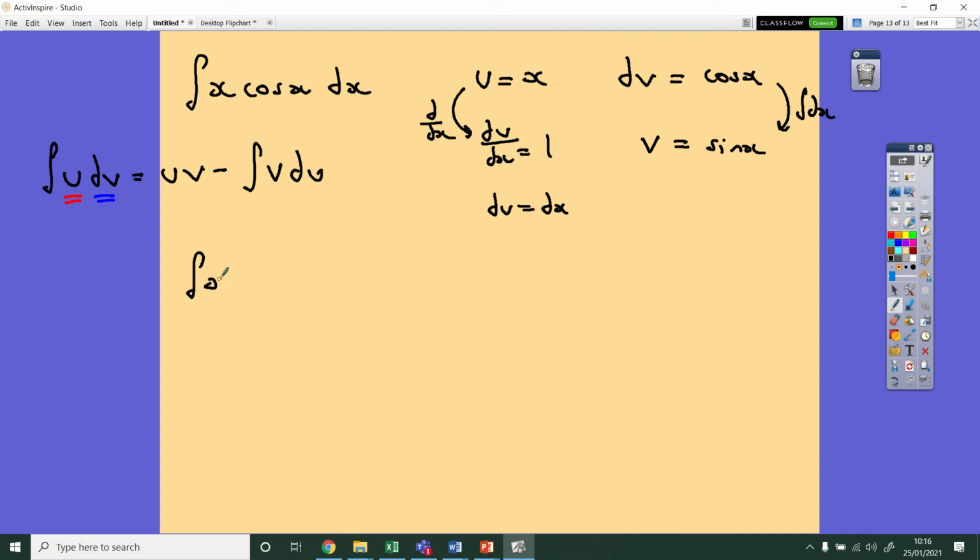So the integral of x cos x dx equals, well, firstly it's u times v, and that's going to be the product of this diagonal over here, because here's u and v times together. So the first part of this is going to be x times sin x. Then I've got this minus here, and then it's the integral of the bottom row of this times together as well.